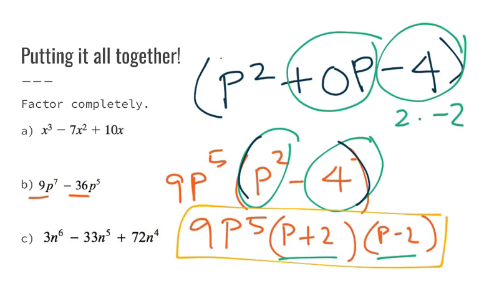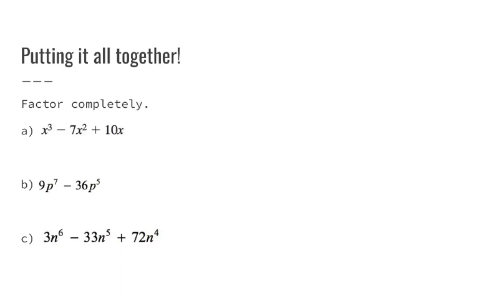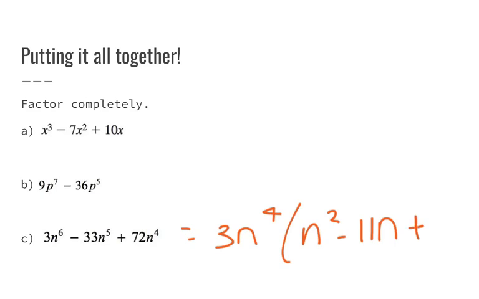Okay, let's do the last one. First glance is they can all be divided by 3. I'd probably just verify that on my calculator if I was unsure about the 72. But it does. You can definitely divide it by 3. So I'm going to do that. And I can also take out how many n's? It looks like 4 from everything. So what would be left? I'd have n squared minus 11n plus 72 divided by 3 is 24, so plus 24.